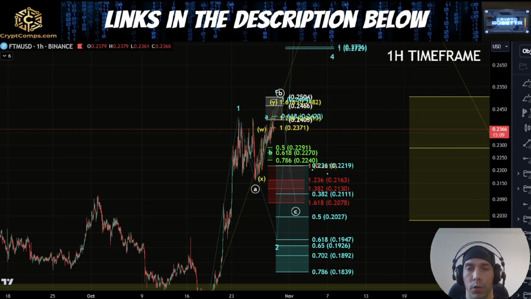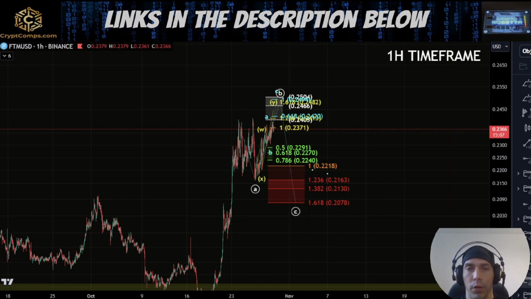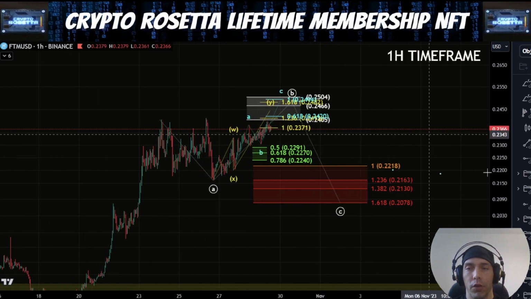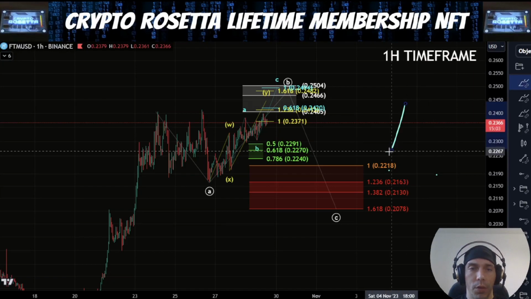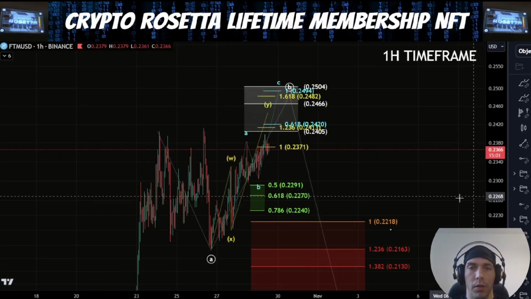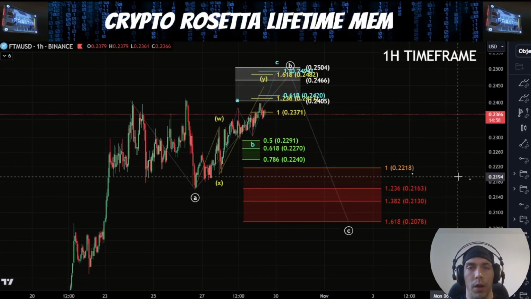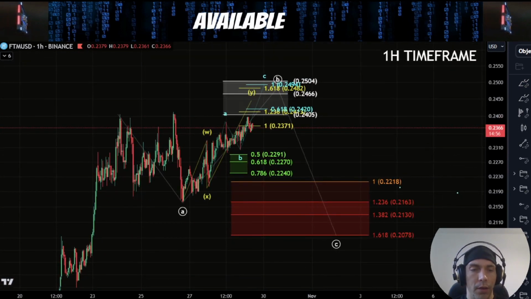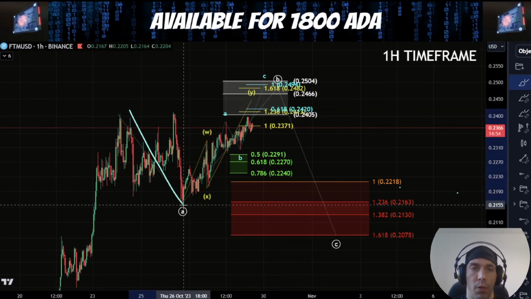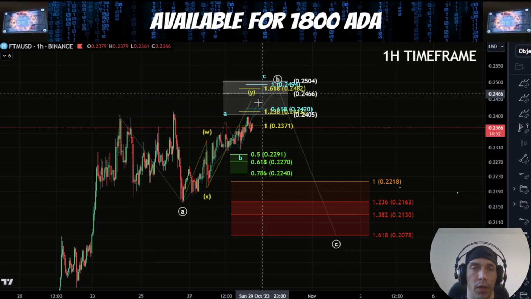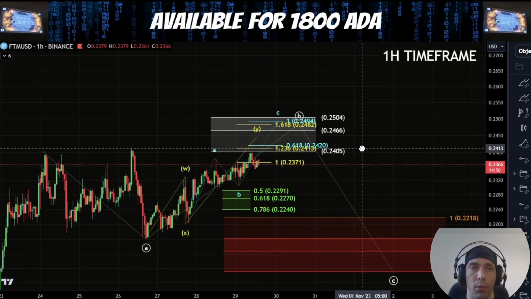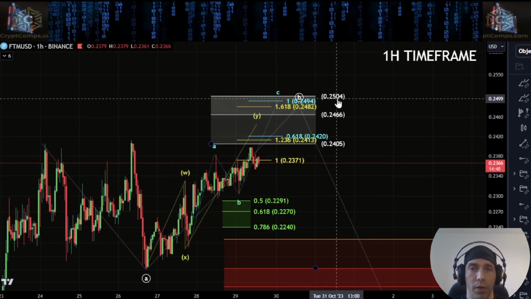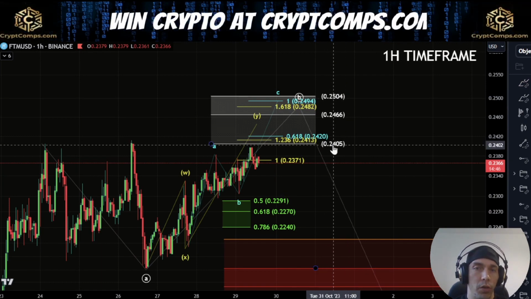Now, if we want to talk about the other way that this could develop, if we're looking for the potential of a corrective structure here, is we could still be within this B wave. And what this could mean is that instead of looking at this as a W, an X, and a Y, what we have is a flat correction here, where this is our A wave. We're looking for this B wave to the upside. Now, our common target area that we look for a B wave is between this 2504 to this 2405.